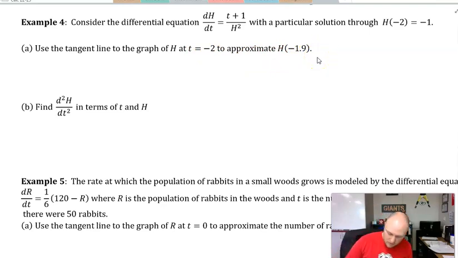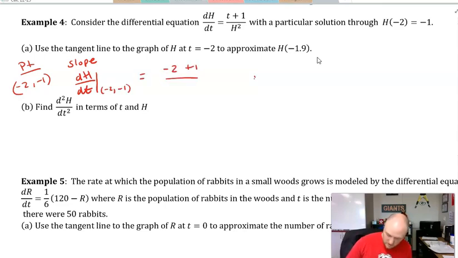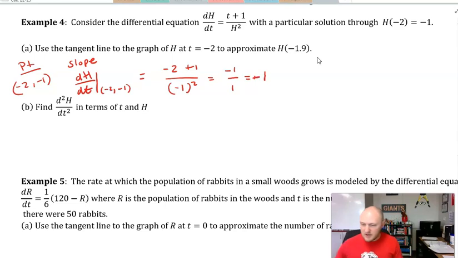So again, I'm going to need a point, and they gave us the point -2, -1, and then I need a slope. So I'm going to take dh dt, and I'm going to evaluate at this point -2, -1. So we'll plug this in, we get -2 plus 1 over -1 squared. This looks like -1 over 1. So slope's -1. Okay. So I got that.